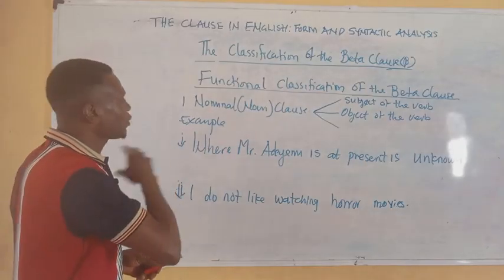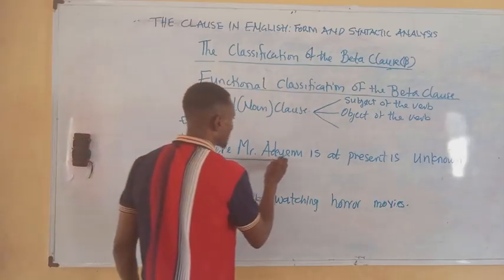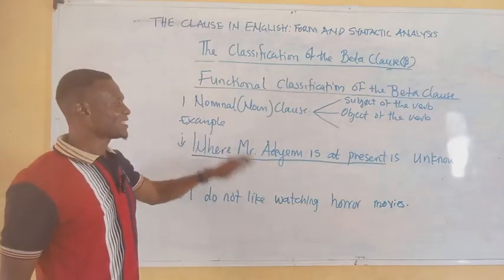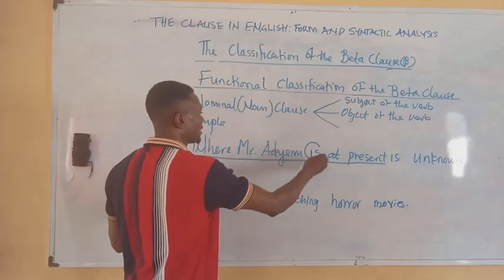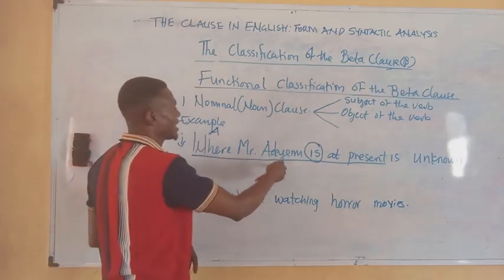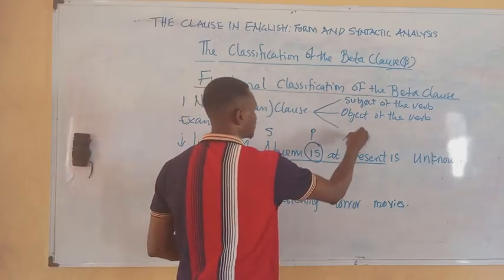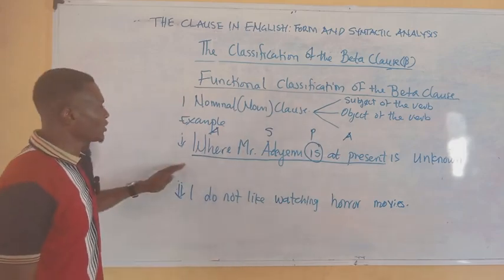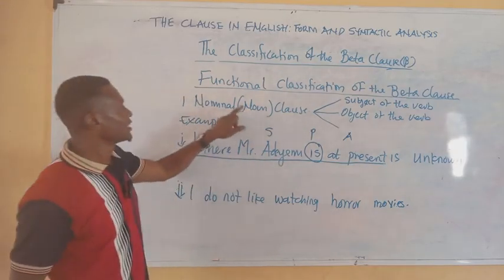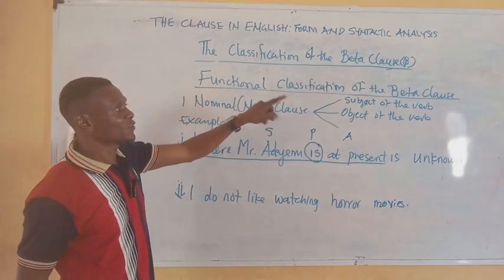So let's look at the structure grammatically. Where Mr. Adeyemi is at present is a nominal clause. Why is it a nominal clause? This group of words has a predicator here. For instance, let's do the analysis. Where is an adjunct. Mr. Adeyemi is the subject. Is is the predicator. At present is an adjunct. Can you see it? So if you look at this statement, we have this underlying expression as a noun clause. Noun clause is a functional classification of subordinate clause.